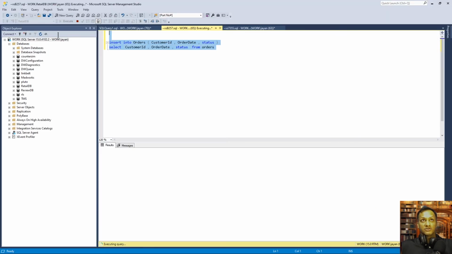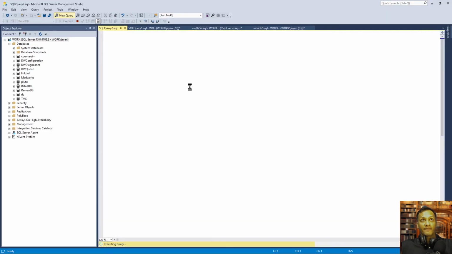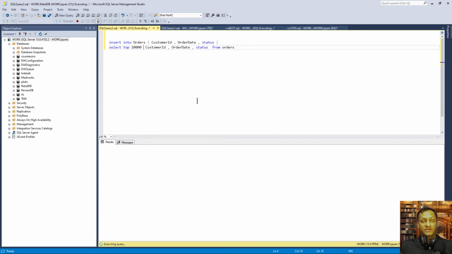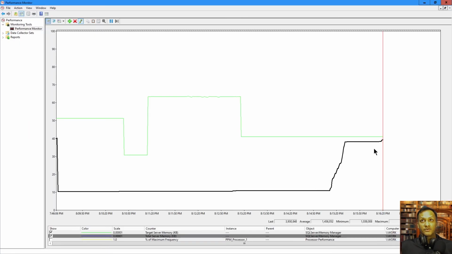I could also just take this query and execute it in another session. And when I do that, you'll see again, the total server memory is now increasing a little bit as it tries to allocate more memory for the second query. And this is basically the behavior that we typically expect.